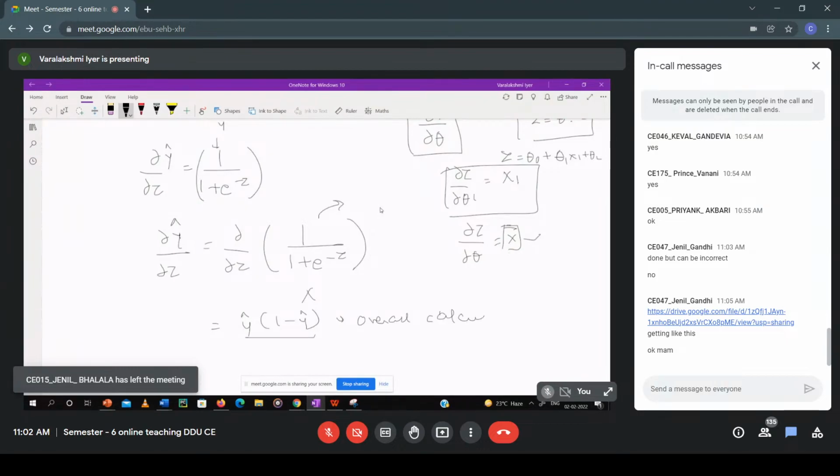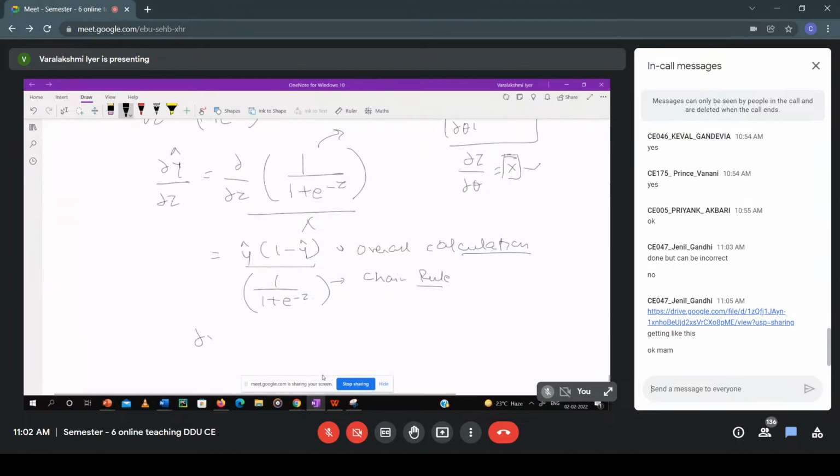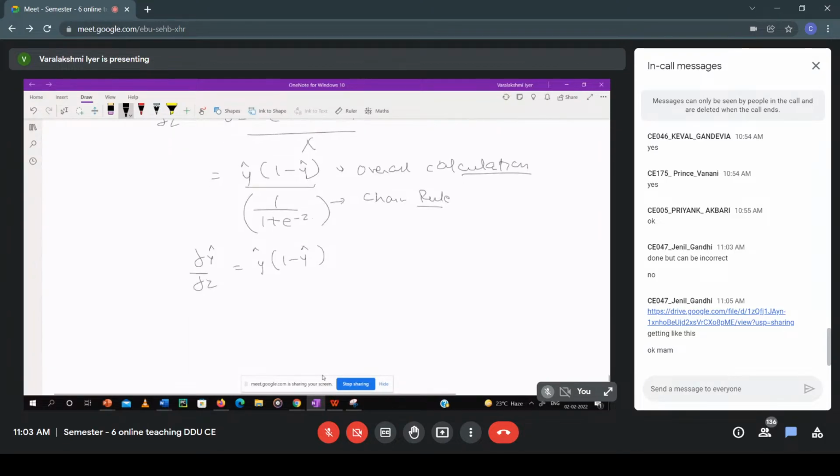I'm not going into the detail of this calculation. I'll leave that calculation up to you. You have to perform this on your own. You know how to work with the chain rule, right? You try by yourself, and if you find any difficulty, you may ask me later. So del y hat upon del z will be y hat into 1 minus y hat.